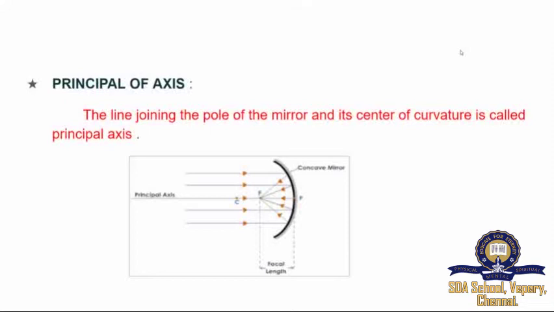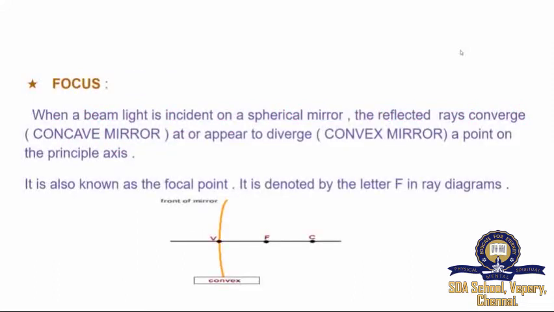Principal axis. The line joining the pole of the mirror and its center of curvature is called the principal axis. Focus. When a beam of light is incident on a spherical mirror, the reflected rays converge, that is in a concave mirror, or appear to diverge, that is in a convex mirror, from a point on the principal axis. It is also known as the focal point. It is denoted by the letter F in ray diagrams.